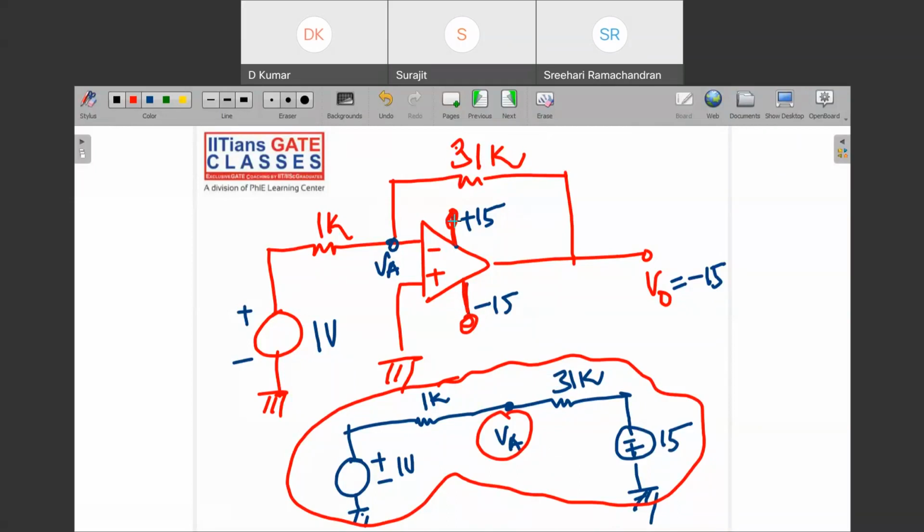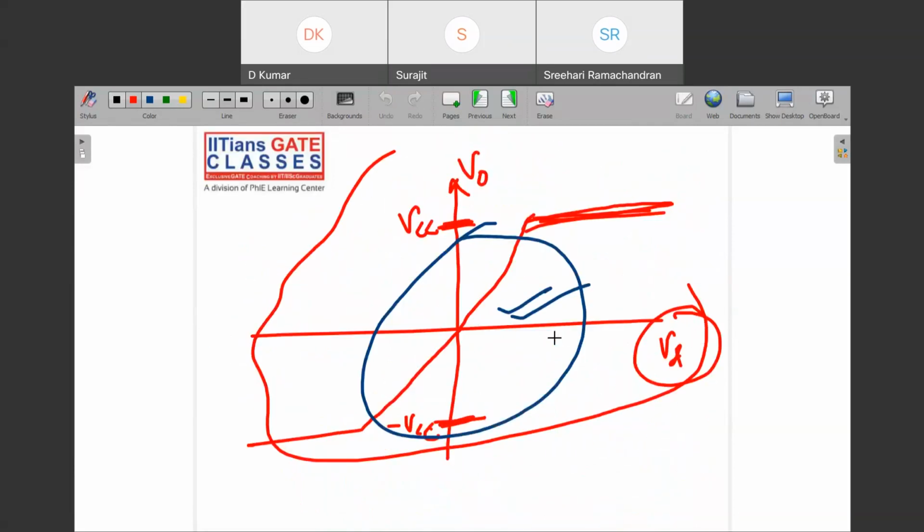So have you understood till here how the op-amp goes to saturation? I just need to refer once more because I was affected by these delay issues. Yeah, it's okay. Let me get back and see.